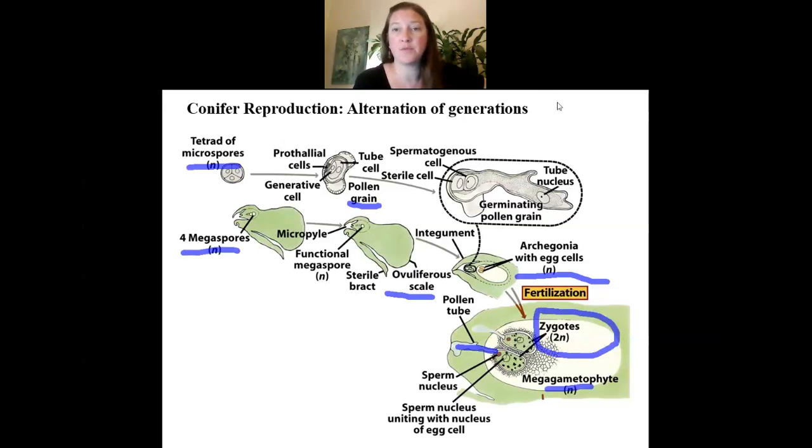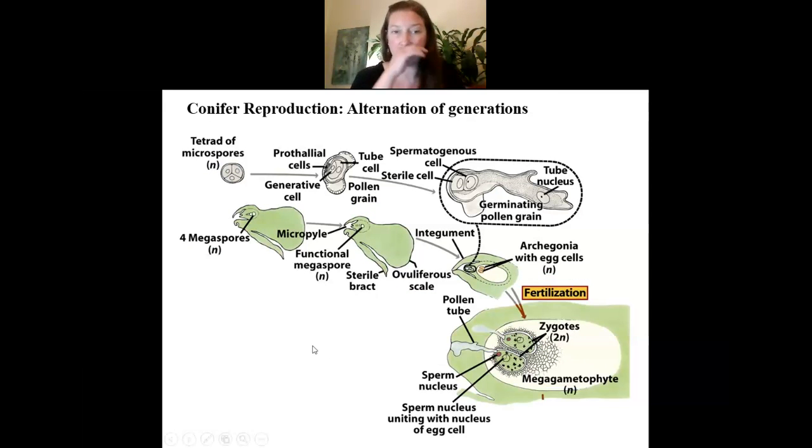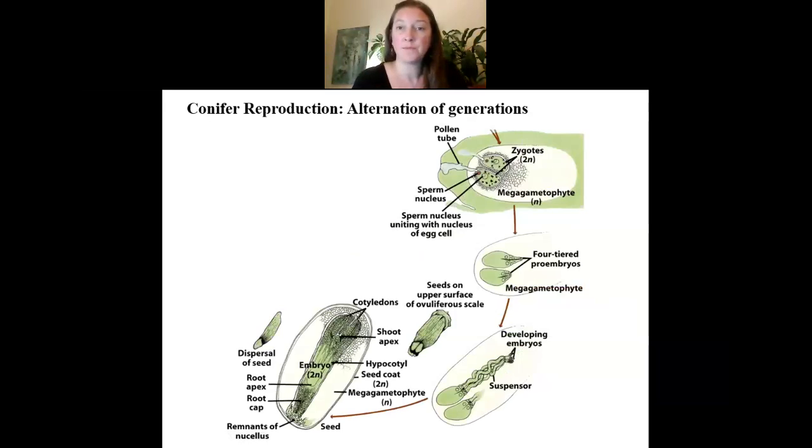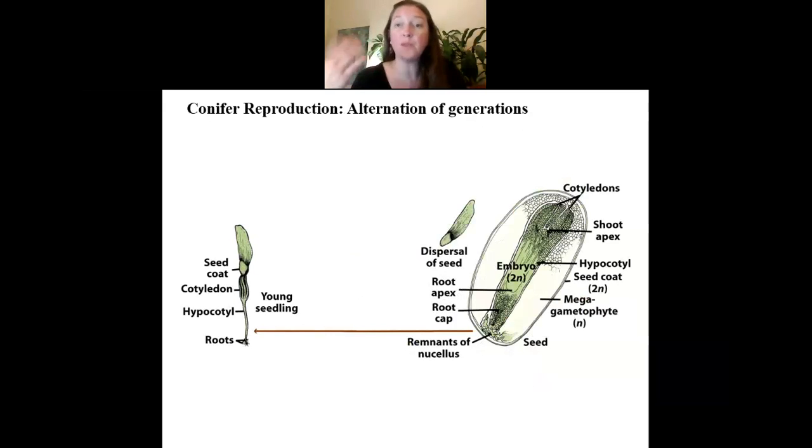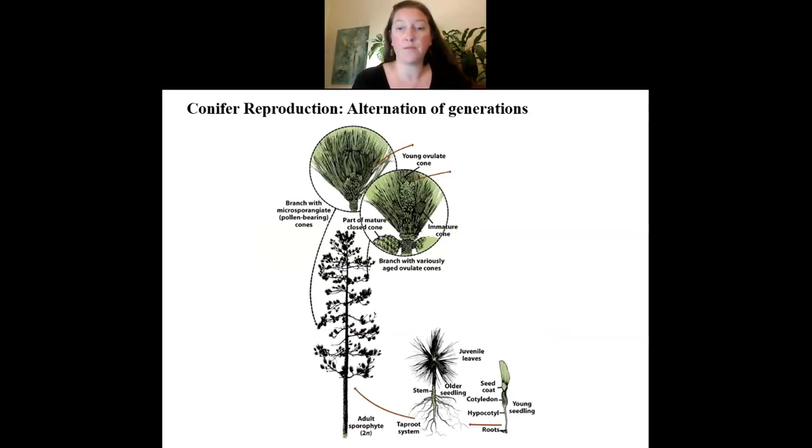Sorry, the color scheme was not what I have been doing before, but just for time. Okay, so ultimately, the pollen grain is going to fertilize the egg inside of the ovule. That's going to result in your 2N zygote, which will grow into an embryo. The seed's going to fly away using its little wing, land, and grow into the new sporophyte plant.